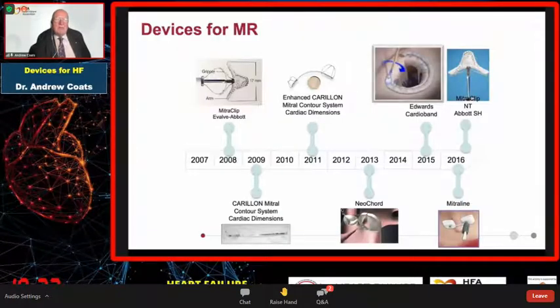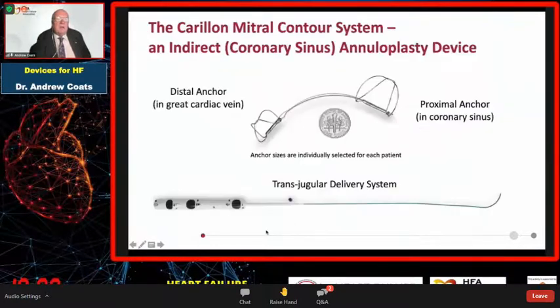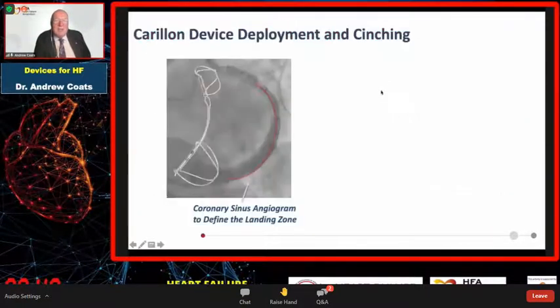Now, this is not the only device for reduction in MR. There are many other devices, such as Edwards Cardioband, the Abbott device, MitraLign. But I'd like to just concentrate on this one, which is a simpler, very elegant system, the Carillon mitral contour system, and it's quite different and designed to be used much earlier in progressive mitral regurgitation. It's a very small device, you see, very simple. It's inserted via a transjugular delivery system. Then the device can be deployed and it expands and you get two anchor points. And here we show it in place.